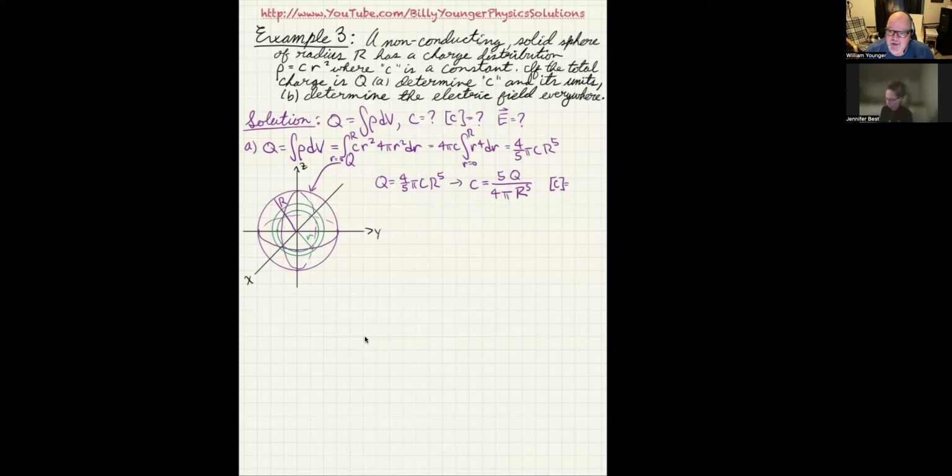So the actual unit should be coulombs per meter to the fifth. Oh, meters to the fifth. Okay, that was the big thing here. I just wanted to make sure y'all realized how we were doing that. So it's coulombs per meter to the fifth power. And now we have both our value of C and the units of C.